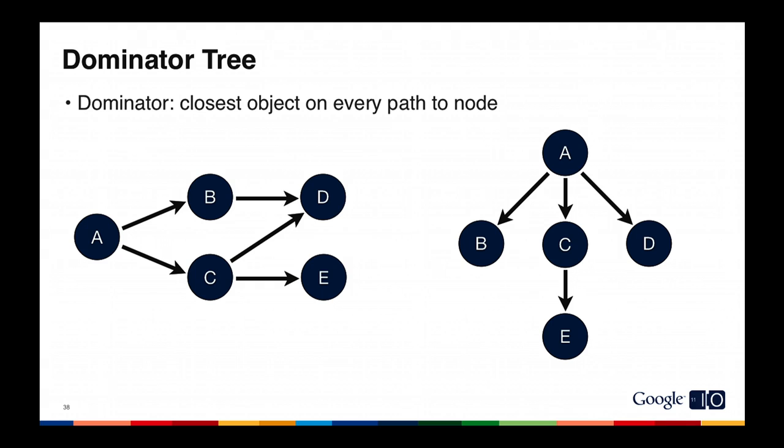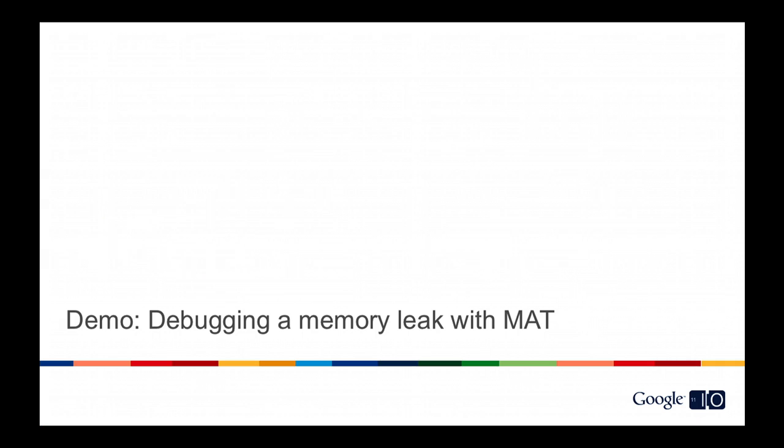And now you're going to see this Dominator tree concept also pop up in Memory Analyzer in its UI. It can be really helpful for tracking down memory leaks. So let's jump in and do a demo of debugging a memory leak with Matt.